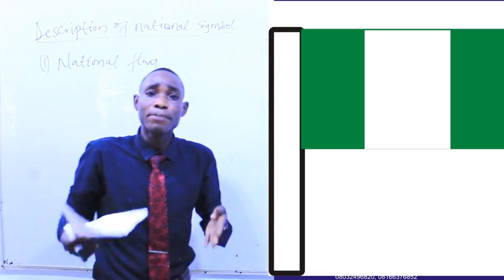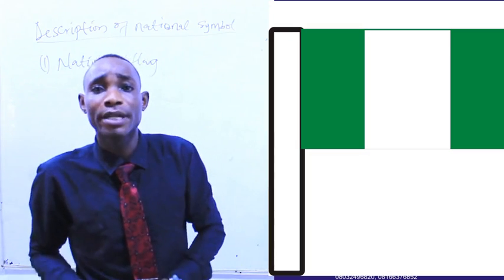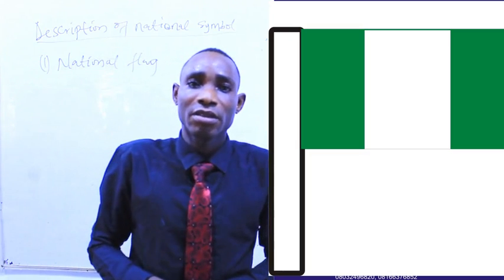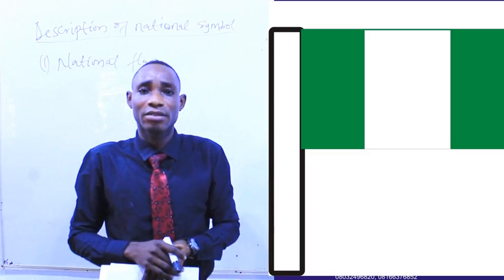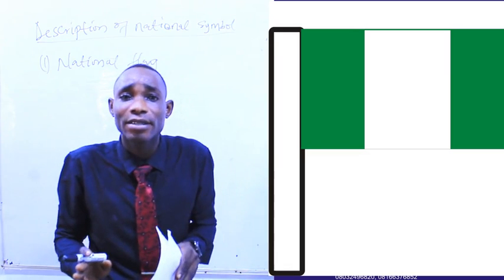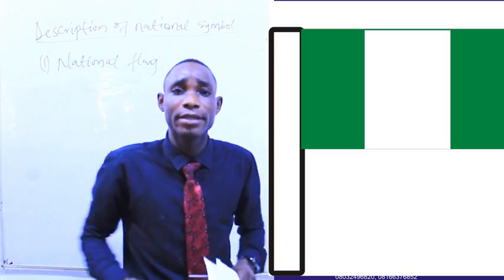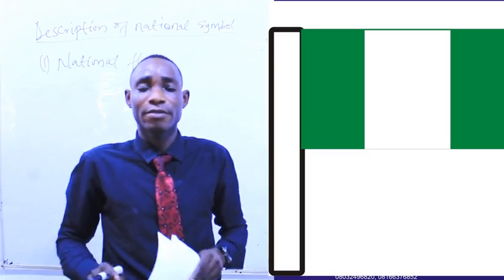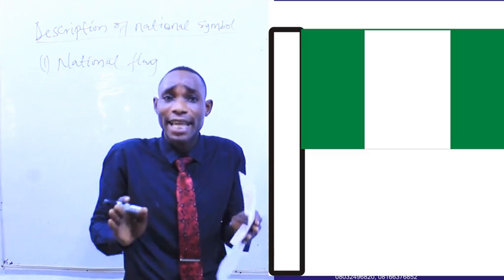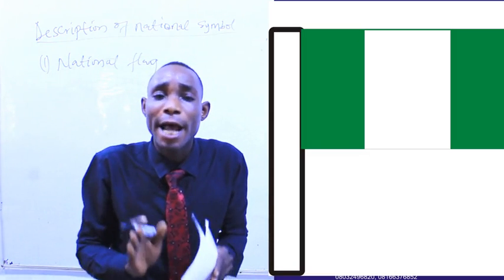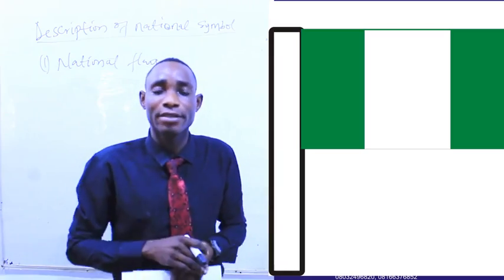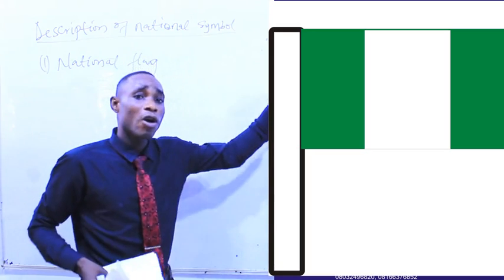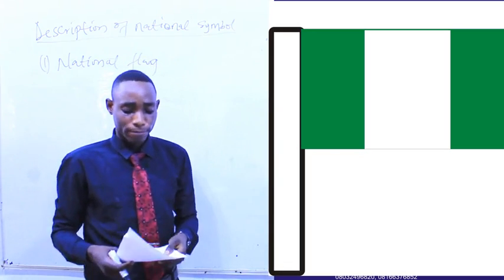Now let us look at the white color. The white color represents peace. Nigeria is made up of different ethnic groups that have different cultural practices, different languages. But despite that, they are in peace. They believe in one thing, and that is peace. And that is what the white color in the Nigerian flag represents.